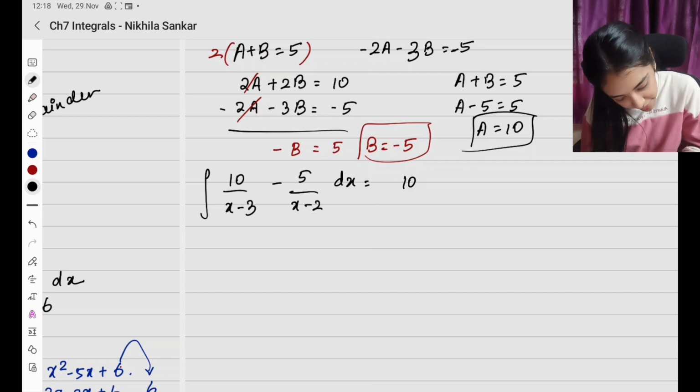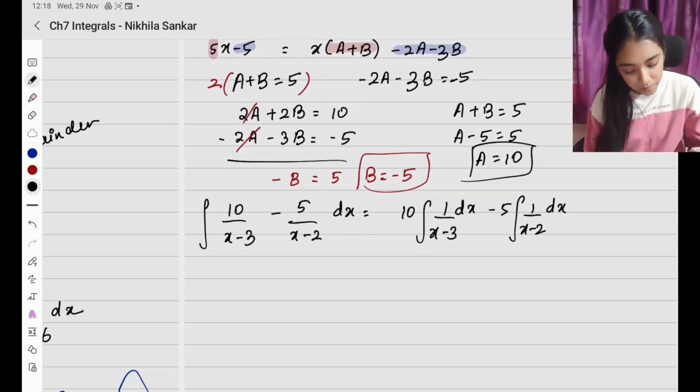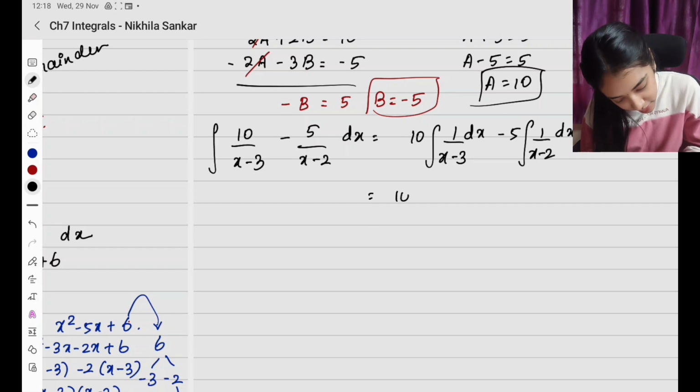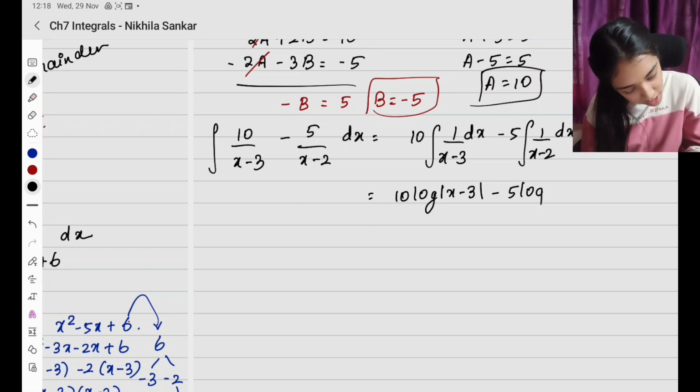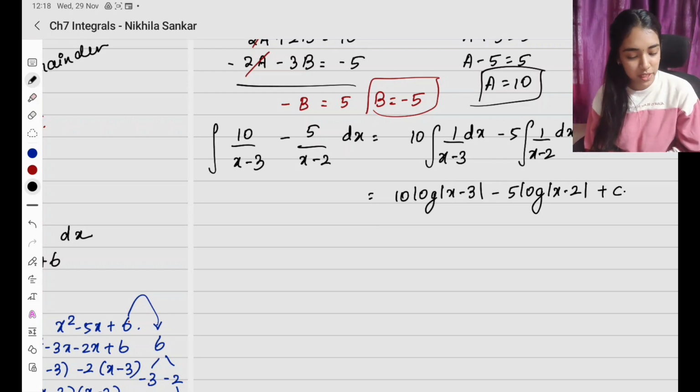So when I split this, I have 10 integral 1 by x minus 3 dx minus 5 is a constant, 1 divided by x minus 2 times dx. Okay, understood? So now this is going to be 10 log mod x minus 3 minus 5 log mod x minus 2 plus c.